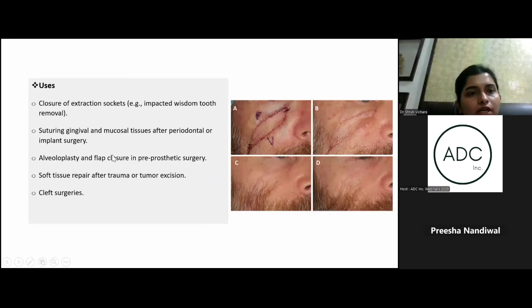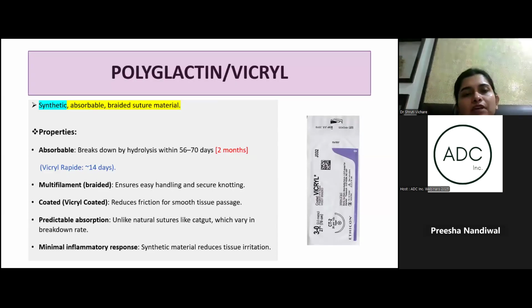So it is used in the following places. You can just go through this. We very commonly use them for cleft surgeries also, like treatment of lip clefts, because the results are very aesthetic.